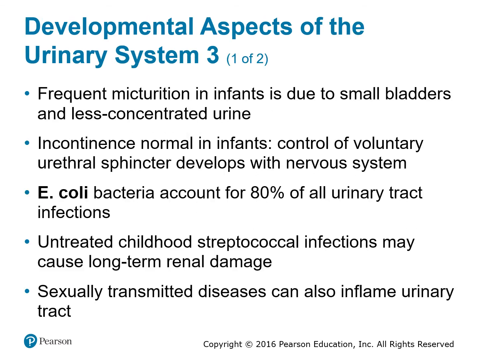Some developmental aspects. Frequent micturition in infants is due to small bladders and less concentrated urine. We see incontinence is totally normal in infants. Control of the voluntary urethral sphincter develops with nervous system development. E. coli accounts for about 80% of UTIs. Untreated strep infections can cause long-term kidney damage.